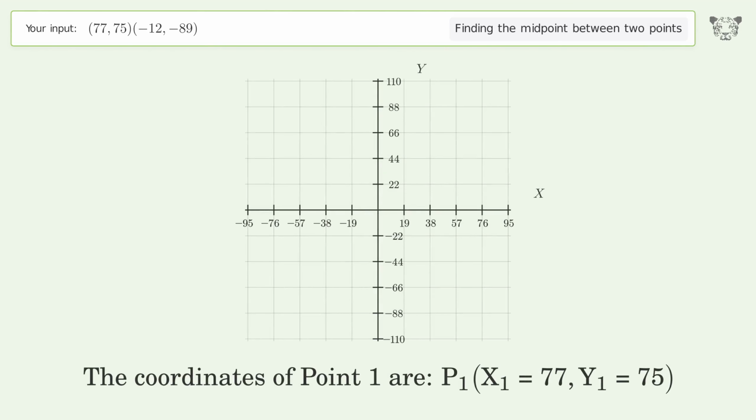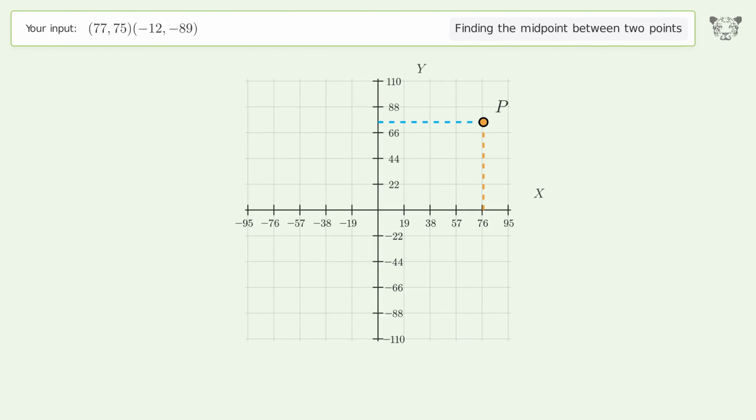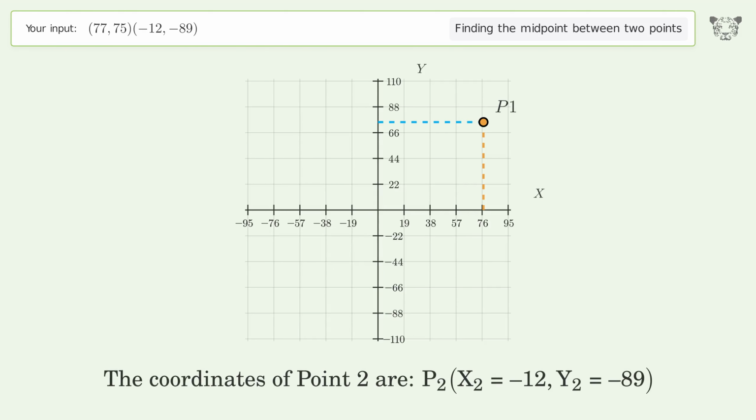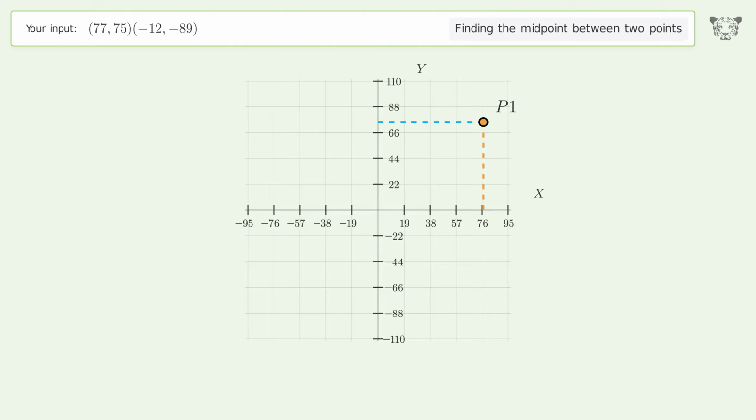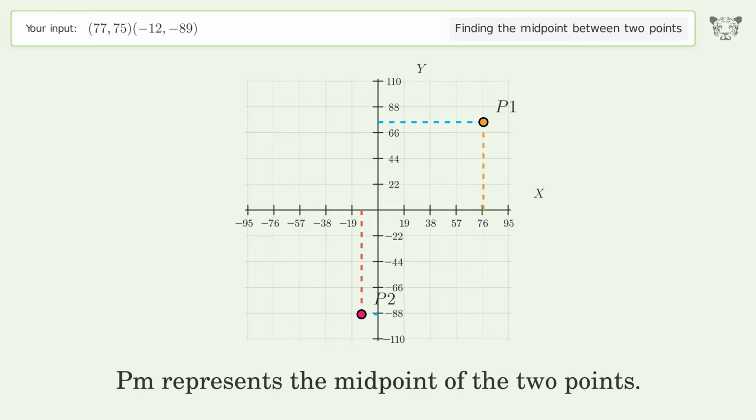The coordinates of point 1 are, x1 equals 77, y1 equals 75. The coordinates of point 2 are, x2 equals -12, y2 equals -89. PM represents the midpoint of the 2 points.